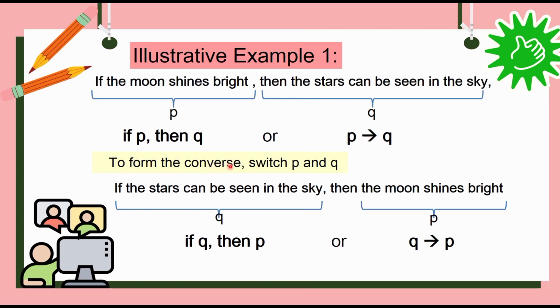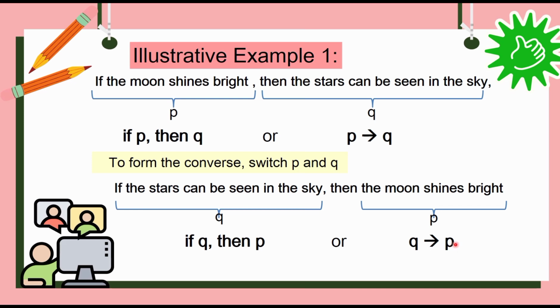To form the converse of our conditional statement, you just need to switch P and Q, or interchange the position of our hypothesis and our conclusion. So, it should be written as, if the stars can be seen in the sky, which is our hypothesis now, but was our Q kanina, which is our conclusion, then the moon shines bright, which was our hypothesis kanina. So, it should be written as if Q, then P, or symbolically, Q implies P.